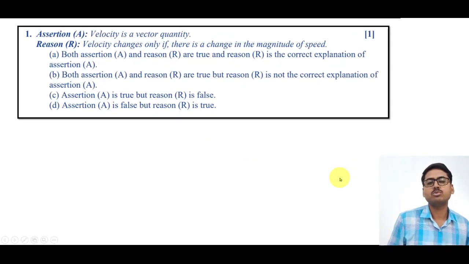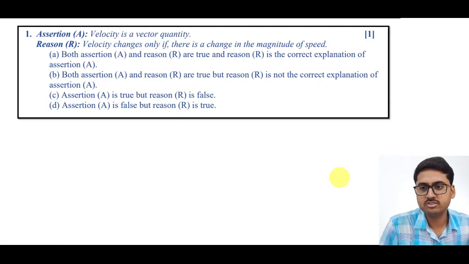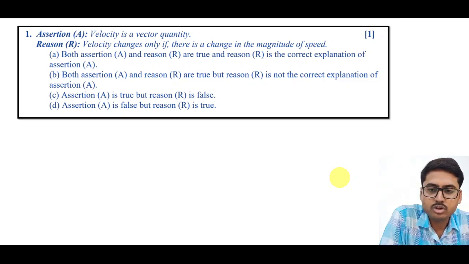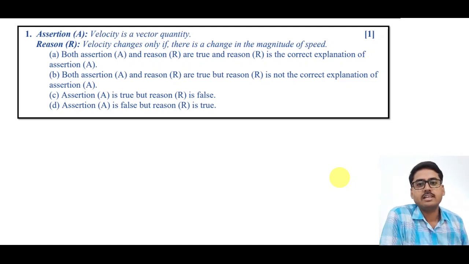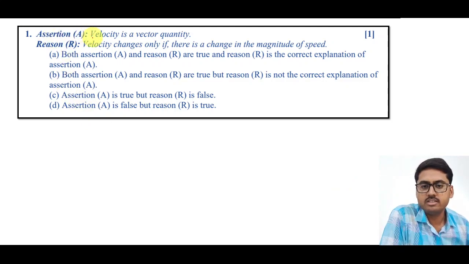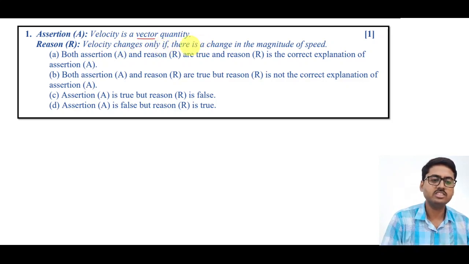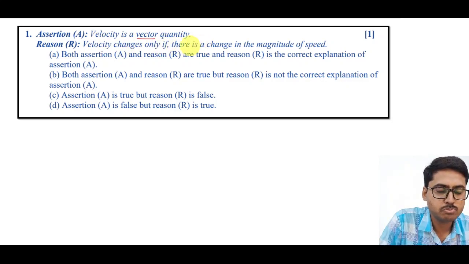So question number 1 is an assertion reason. How do you solve questions based on assertion and reason? Let's see the question over here. The question is, assertion says velocity is a vector quantity, and the second statement says velocity changes only if there is a change in the magnitude of speed.